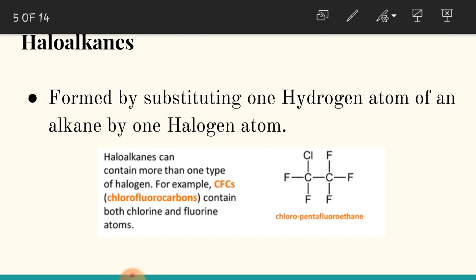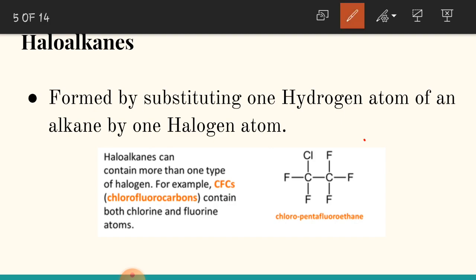So haloalkanes can contain more than one type of halogen. For example, CFCs or the chlorofluorocarbons contain both chlorine and fluorine atoms. You must have read about these chlorofluorocarbons, that they are used in aerosol sprays, they are also used as refrigerants and they are very harmful for ozone, they cause ozone depletion. So these chlorofluorocarbons are basically haloalkanes and they contain more than one kind of halogen in a single compound.